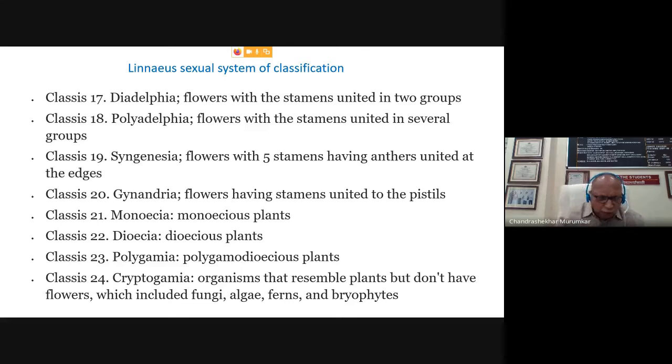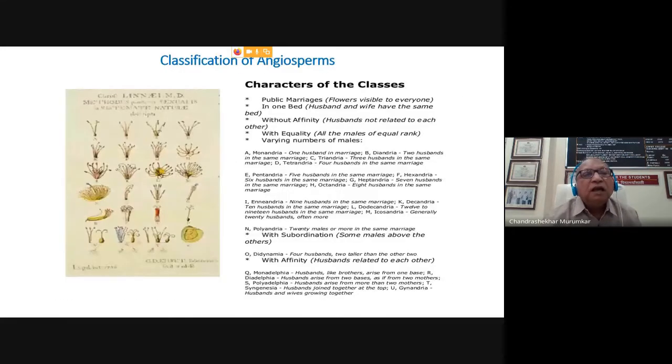I do know that in SYBSc you have studied this classification system of Linnaeus. Now, when we are talking about Linnaeus, you can see the way he presented the number of stamens in the names, and accordingly he prepared the classes. The names of the classes also give this, so this is sort of a text of what he has presented.